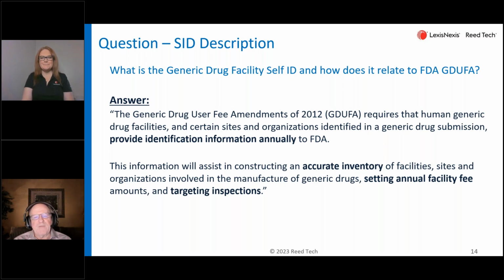So having the generic drug facilities identify themselves as such, then they can keep a very close eye, an accurate eye, just on those particular facilities, and it would affect their inspections as well. So depending on the counts, they know how to staff up, how to make visits and that sort of thing.